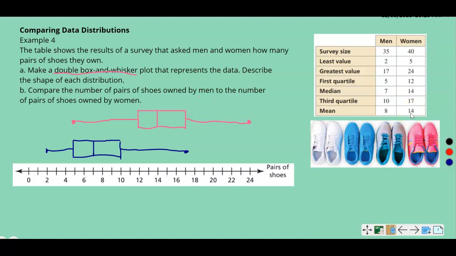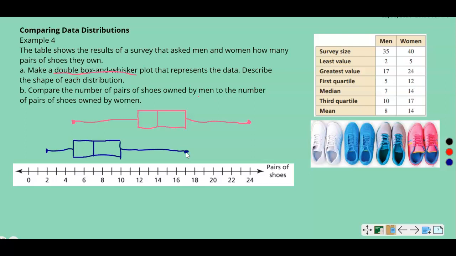There are definitely more shoes for women, going from 4 up to 24. The highest number of shoes for men was 17. And again, this is just based on the people that were surveyed for this information.